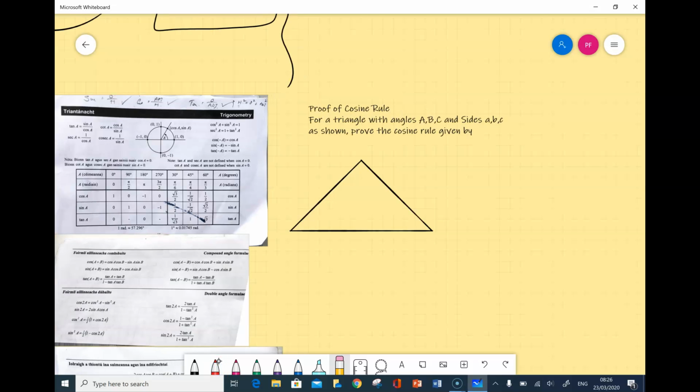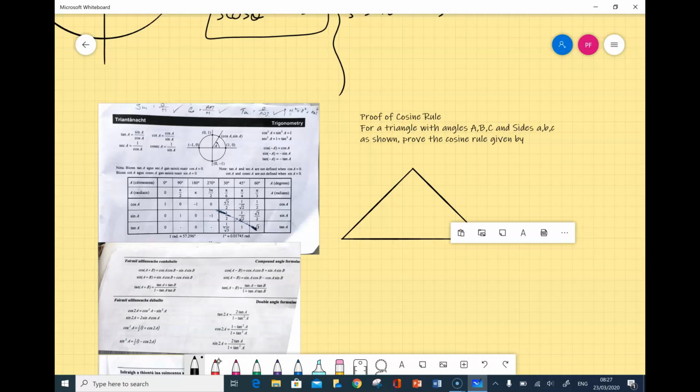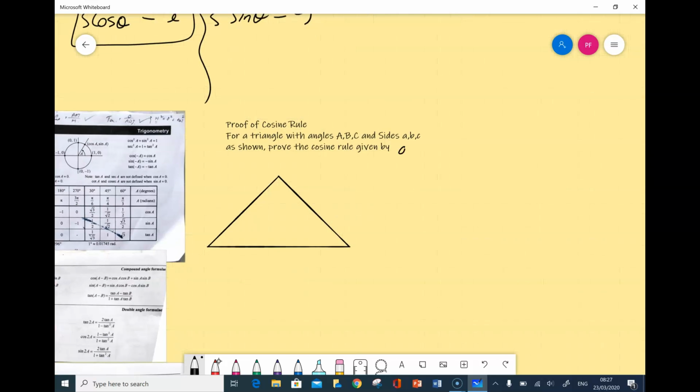Okay, so proof of the cosine rule. It's similar enough to how we start off the sine rule. For a triangle with angles A, B, C and sides a, b, c, as shown, prove the cosine rule is given by a squared equals b squared plus c squared minus 2bc cos A.